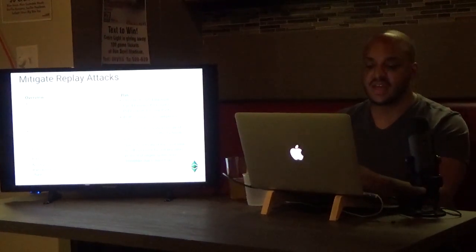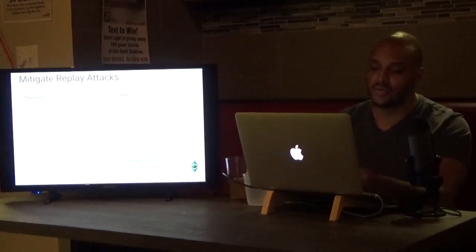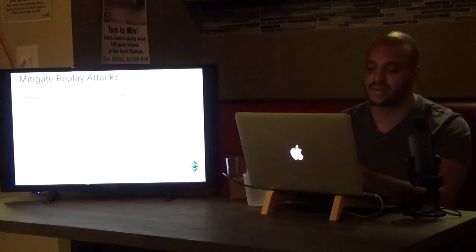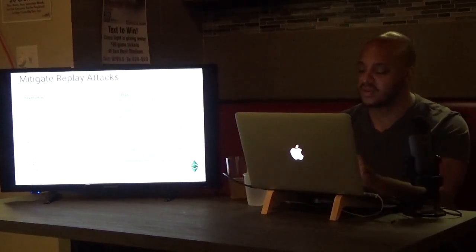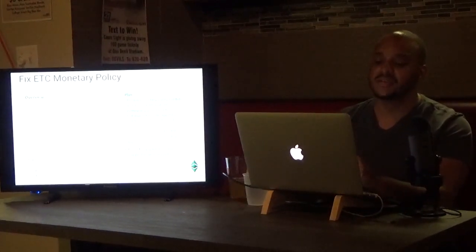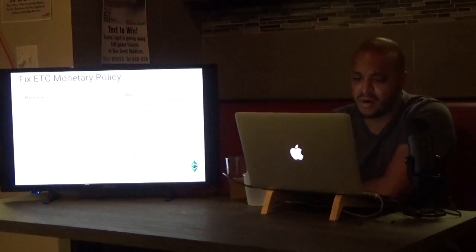So this is a change that we still need to talk about a little bit more, but we want to get this rolled up in the same code that's going to push forward the delay for the difficulty bomb. Monetary policy. This is not really my purview, so I'm not going to spend a whole lot of time on it.